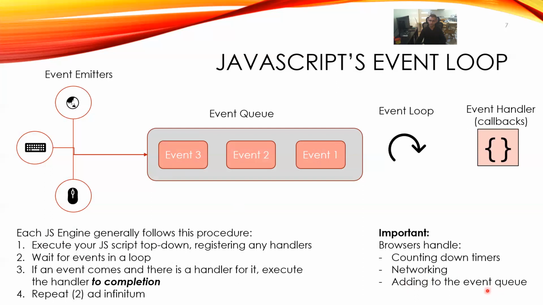It also doesn't handle the actual pushing to the event queue. So when input comes in from, say, a mouse, it's the browser that does the pushing onto the event queue, not the JavaScript runtime. The JavaScript runtime sees that the event queue has grown, but it doesn't physically do the pushing itself.